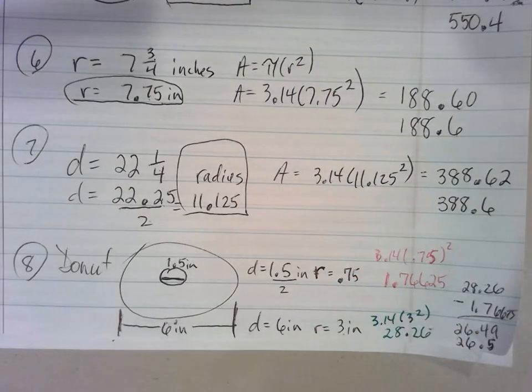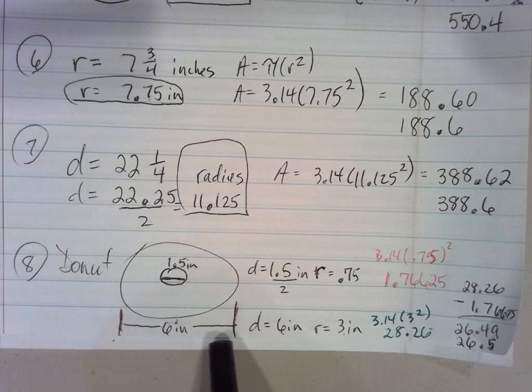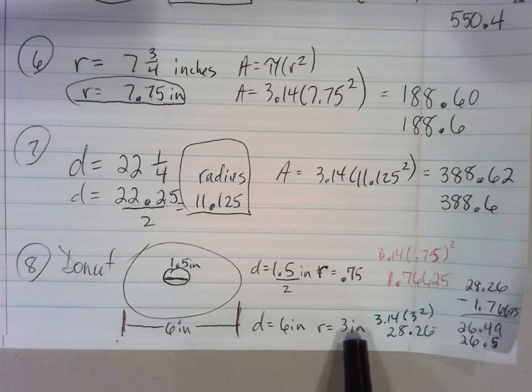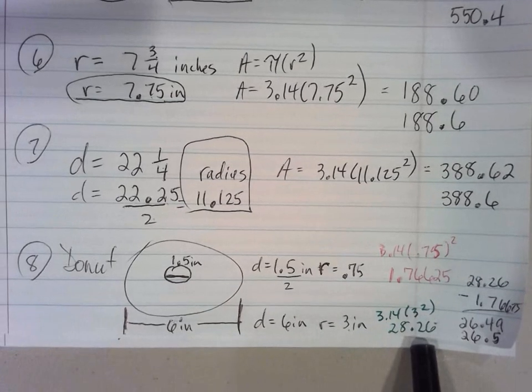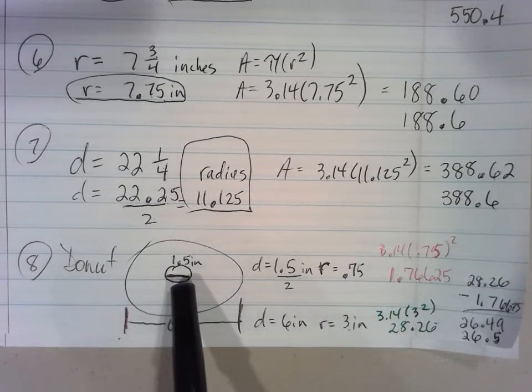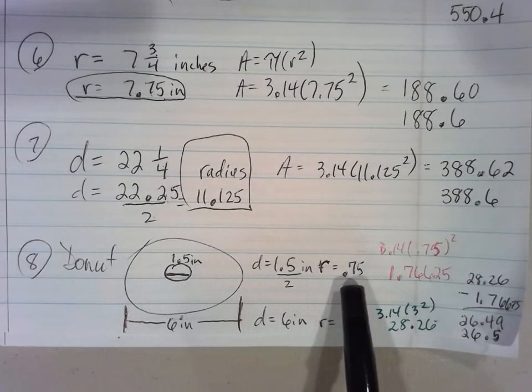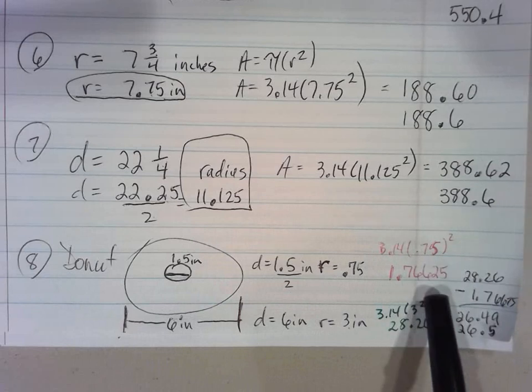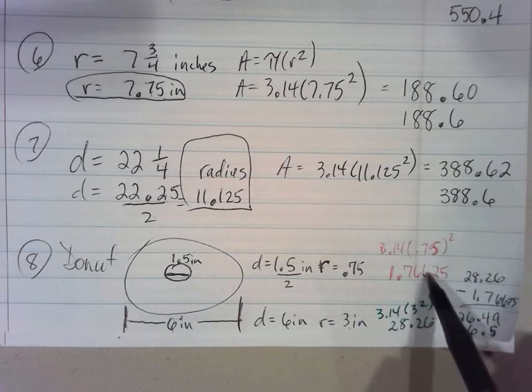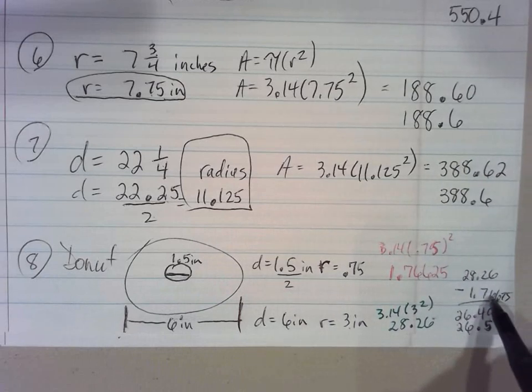Okay, so I'll run through that one more time. Get the radius for the big part, which is 3. Pi times 3 squared. Get the radius for the hole. Half of 1.5 is 0.75. Pi times 0.75 squared. Get your two answers. Okay, subtract them. Find out. So we've talked about a couple different things today.